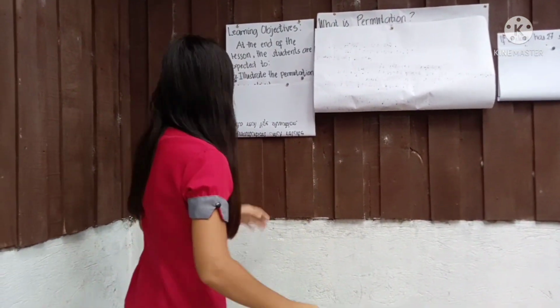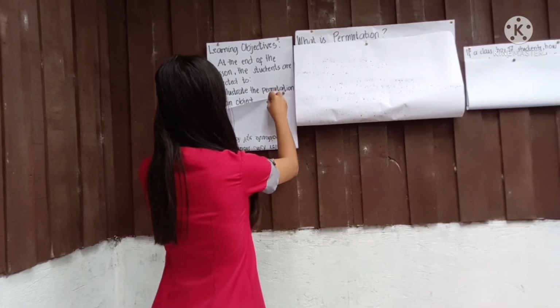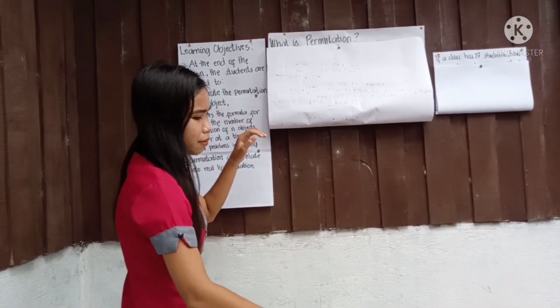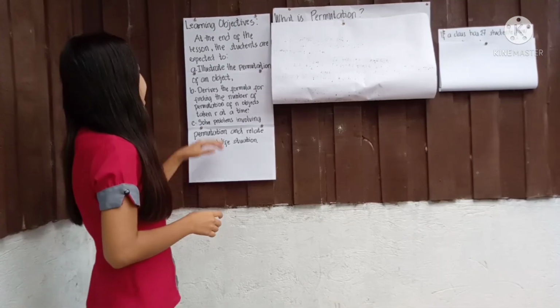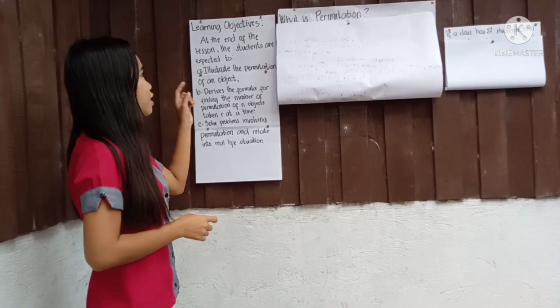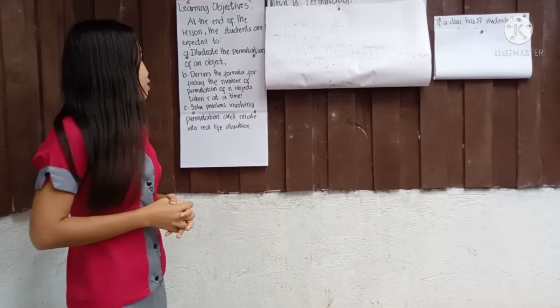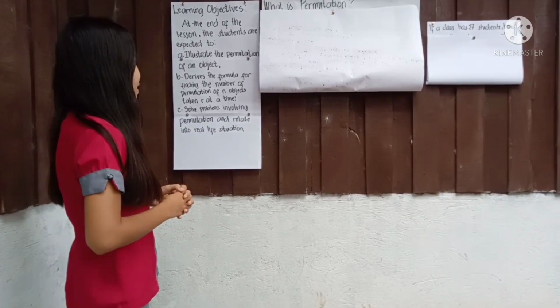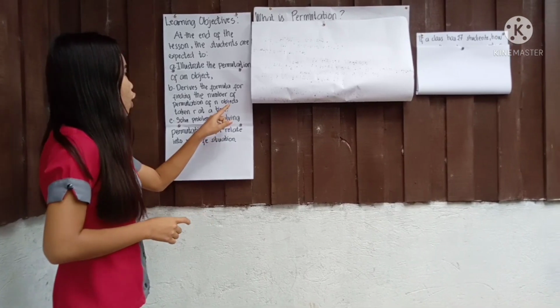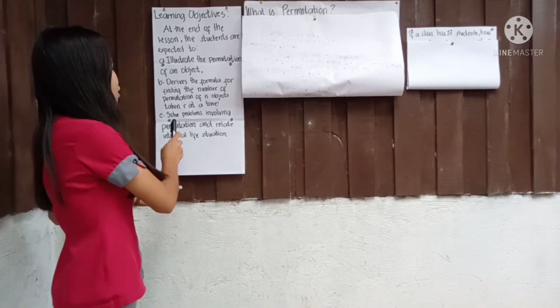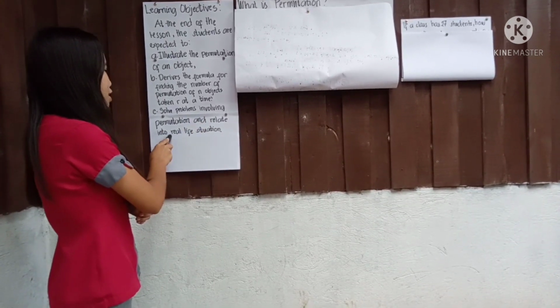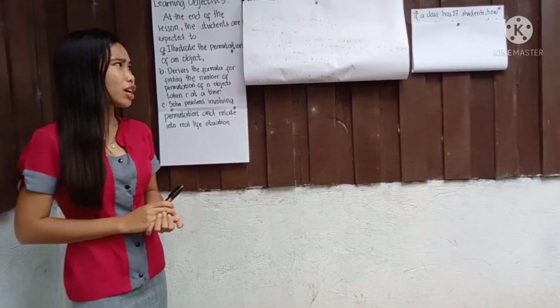Let's have these learning objectives. So, our learning objectives for today: at the end of the lesson, the students are expected to illustrate the permutation of an object, derive the formula for finding the number of permutations of n objects taken r at a time, and letter C, solve problems involving permutation and relate it to a real-life situation.